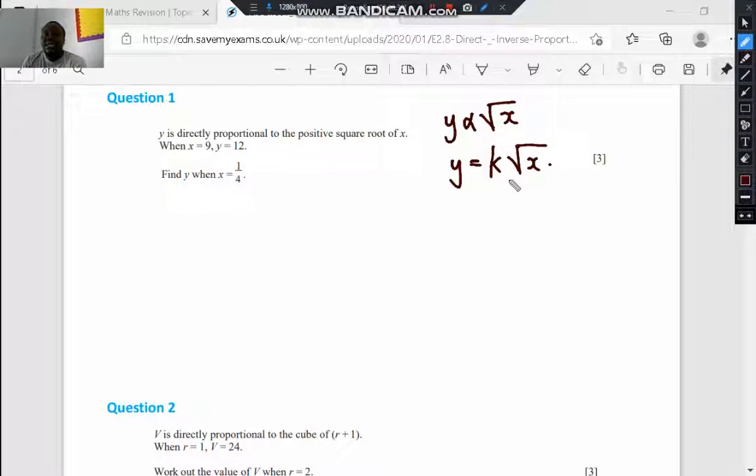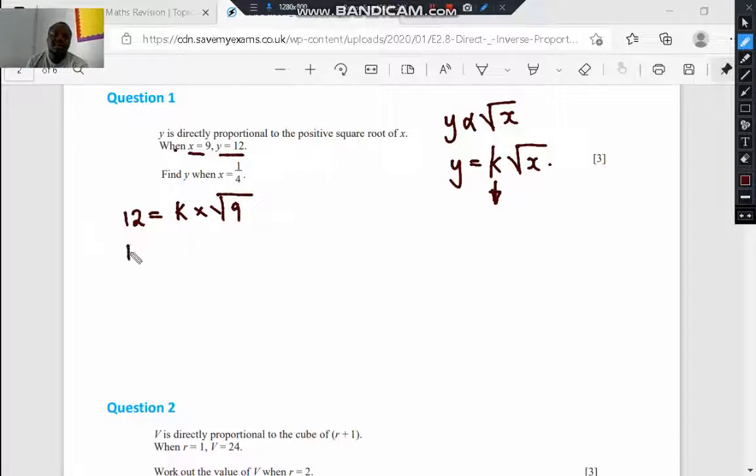Now, the value of the constant of proportion will always be found by the second statement of the question, which is this one here. We are saying when x is equal to 9 and y is equal to 12. This statement helps us find the value of the constant of proportion, k, by replacing y with 12 and x with 9. So we put 12 where there is y in this formula, and say k times the square root of 9. Mind you, we are getting the positive square root of 9.